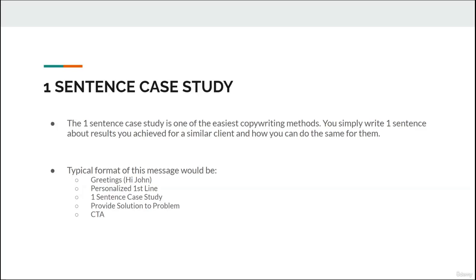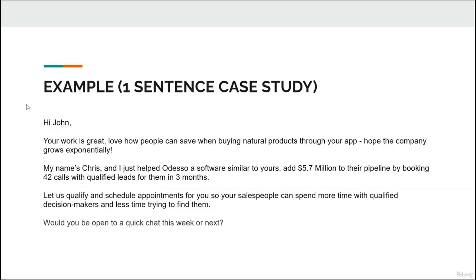You would do a greeting, then a personalized first line, then write a one-sentence case study, and then provide a solution to the problem. You're the solution, and then just do a CTA. This is an example of that. So greeting: hi John. The next line is a personalized first line. Your work is great. Love how people can save when buying natural products through your app. Hope the company grows exponentially. Again, this whole thing is for lead generation.